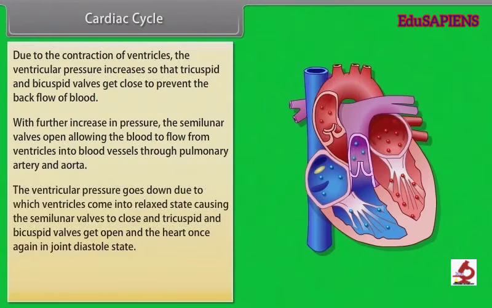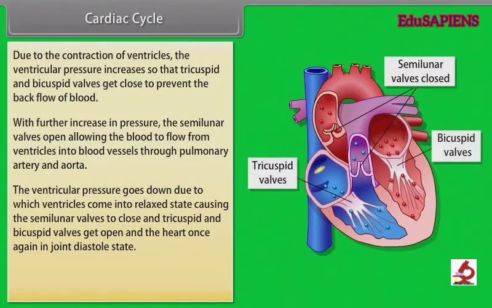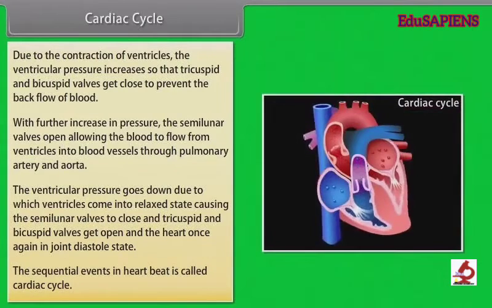The ventricular pressure goes down, due to which ventricles come into relaxed state, causing the semilunar valves to close and tricuspid and bicuspid valves get open, and the heart once again is in joint diastole state. The sequential events in heartbeat is called cardiac cycle.